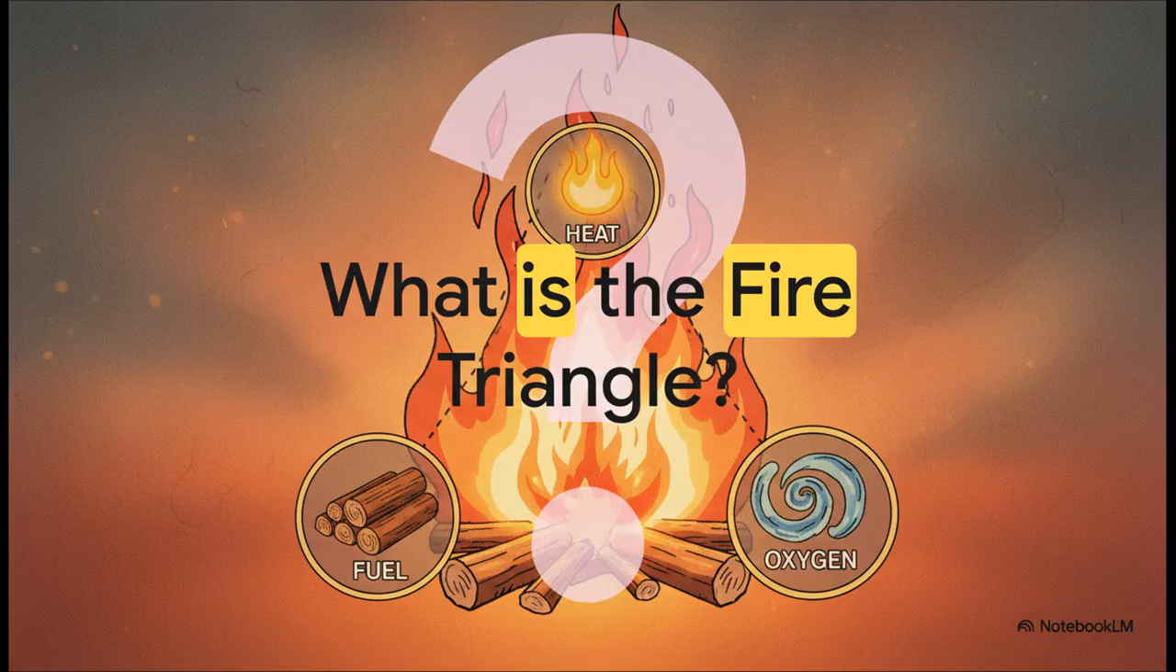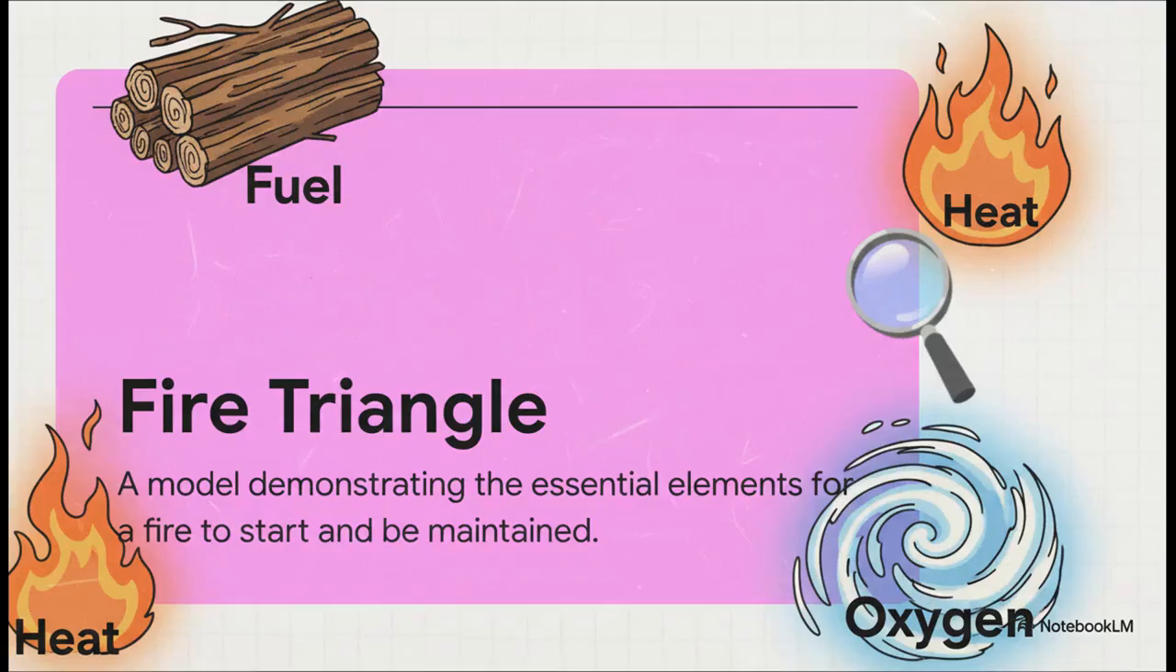All right, next question. We keep saying fire triangle, but what is it really? What's the definition? Think about it for a sec. So here's the deal. The fire triangle is just a simple model, kind of like a picture in your head, that helps you remember the three essential things a fire needs to start and stay lit. It's a super easy way to remember the recipe for fire.